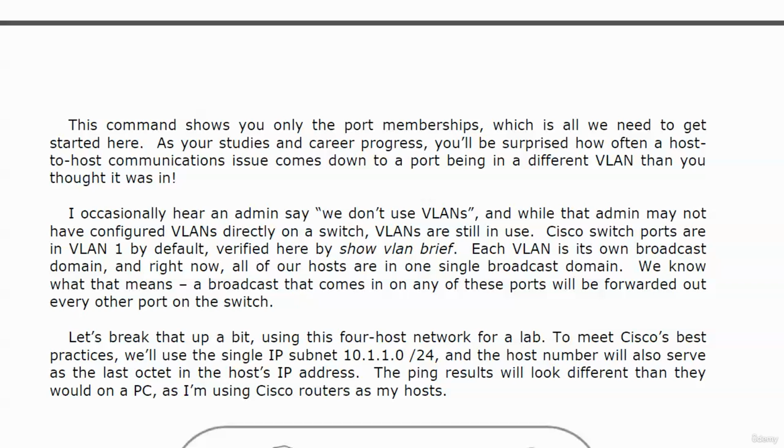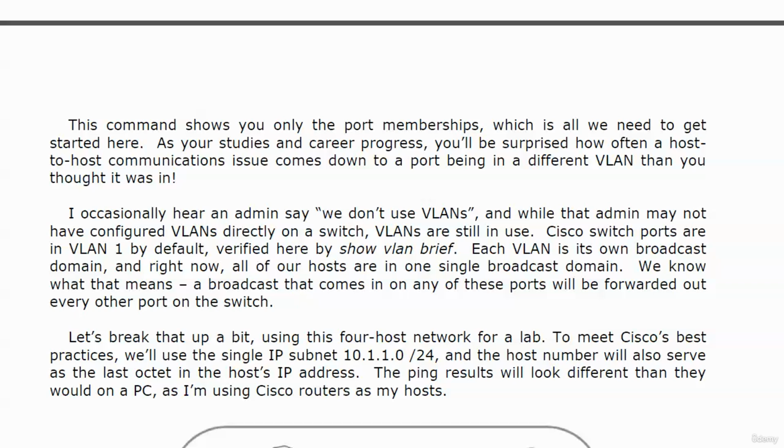Now, occasionally an admin will say, well, we don't use VLANs in our network. We don't do that. Well, what they actually mean, of course, is that they haven't configured any other VLANs, but VLANs are still in use. Because again, just one more time, for now, Cisco switch ports are in VLAN 1 by default. Now, each VLAN is its own broadcast domain, which means right now any hosts that I have connected to that switch are in one single broadcast domain. Again, we know what that means. A broadcast comes in, it's going to be flooded out, forwarded out every other port on the switch.